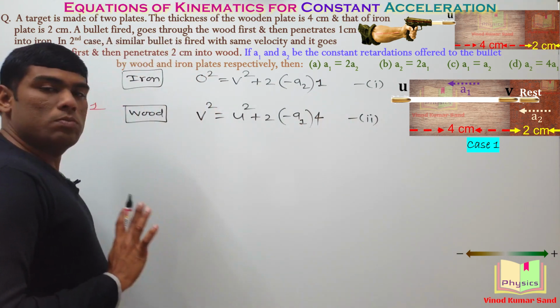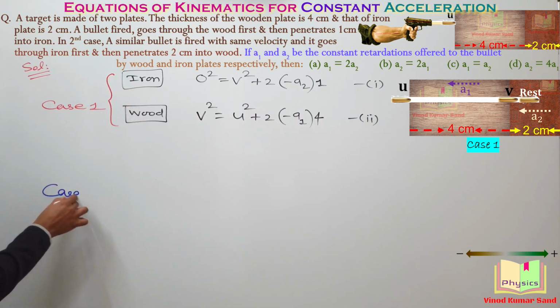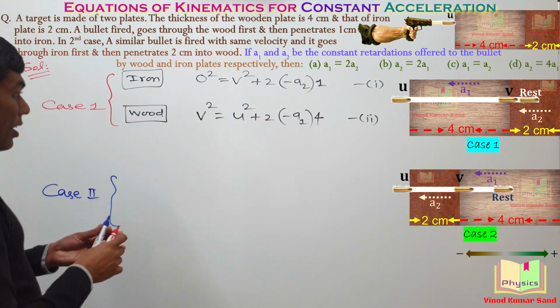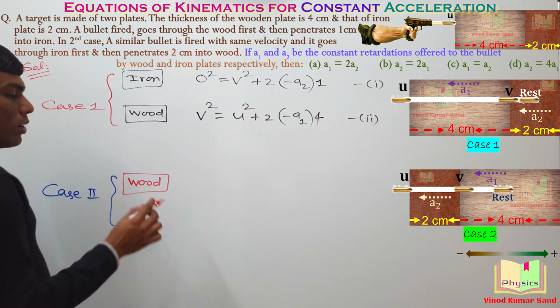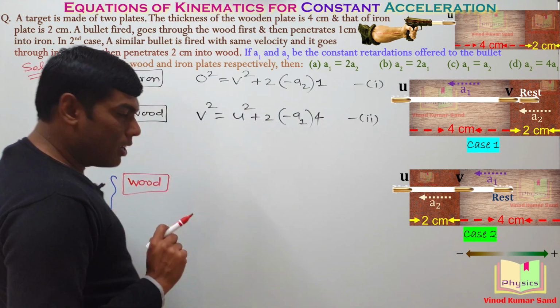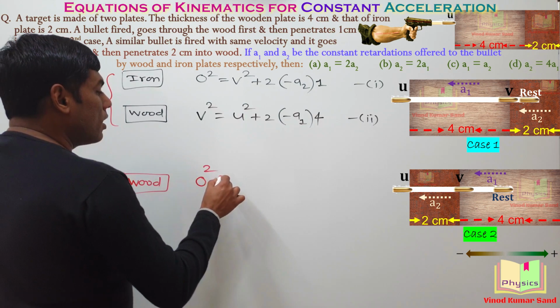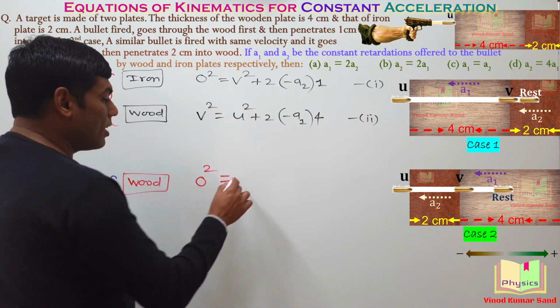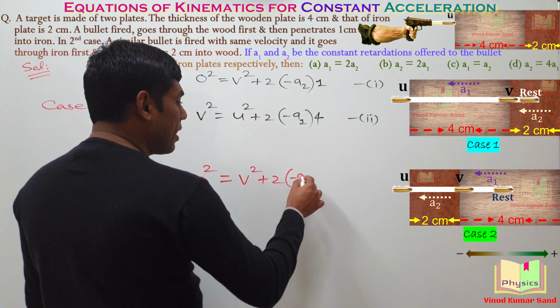Equation number 2. Getting it? Now we'll go for case 2. For case 2, the bullet is finally stopping inside the wood. So first we'll write the third equation for the bullet when it is in the wood. The final velocity is 0. The initial velocity we consider as v plus 2. Inside the wood, the acceleration is minus a1.